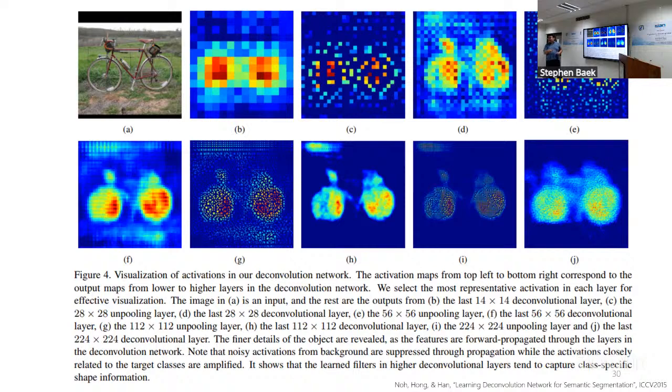and then followed by the bed of nails technique again. So unpool, and then transpose convolution, unpool, transpose convolution, unpool, and then you keep adding resolution, more details, and then eventually you have the probability distribution showing which pixel belongs to the bicycle and which pixel belongs to the background. Okay.